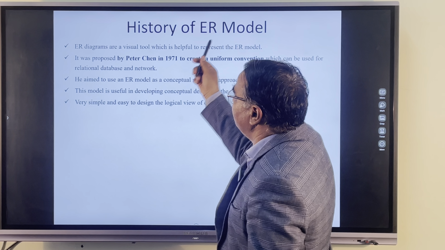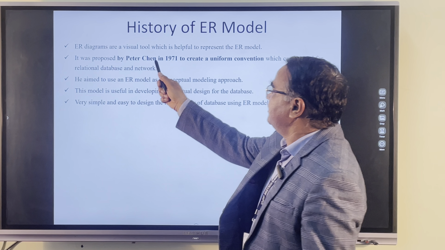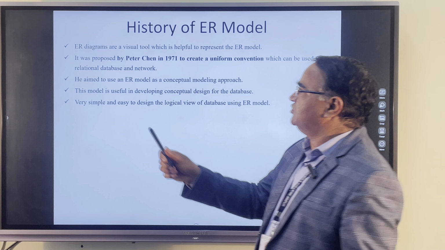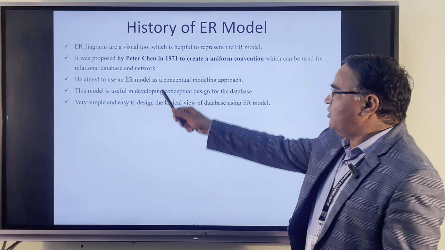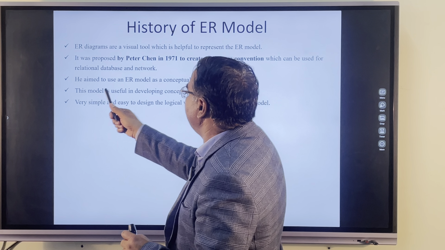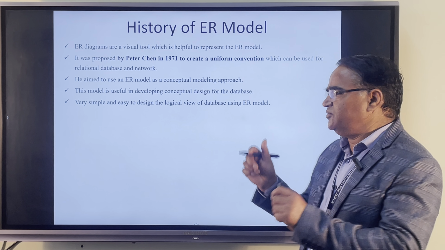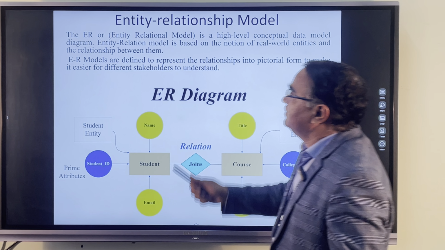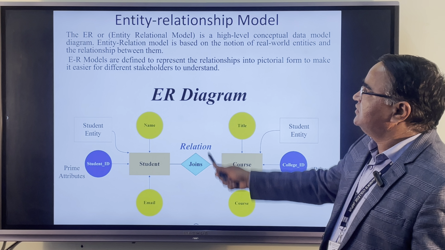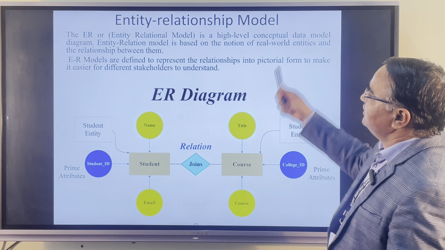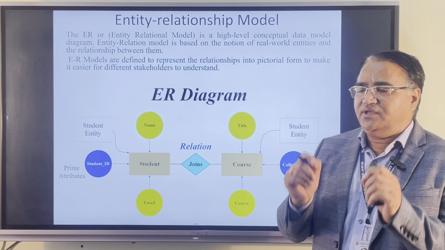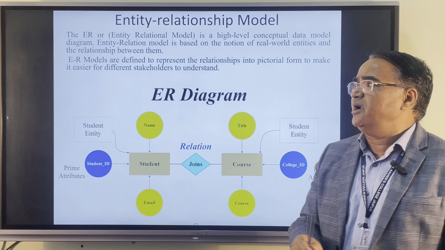History of the ER model. ER models were developed by Peter Chen in 1971 as a uniform convention which we can use to design the relational database. The aim of the ER model is a conceptual modeling approach. This model is used to develop the conceptual design for a given database. ER diagrams and entity relationship models are basically high level conceptual models. The entity relationship model is based on the notion of real entities and attributes, and the relations between entities and attributes.